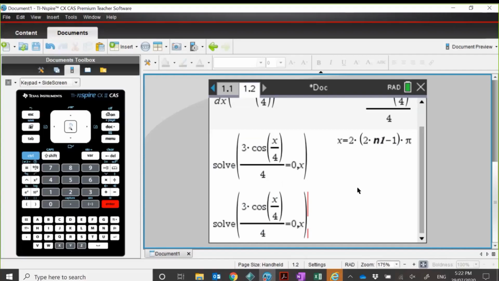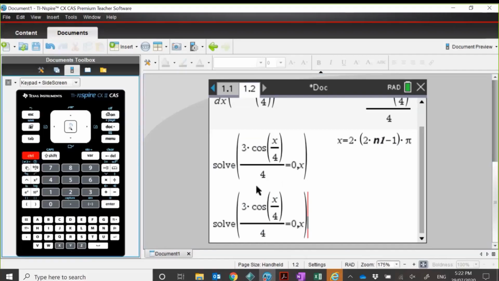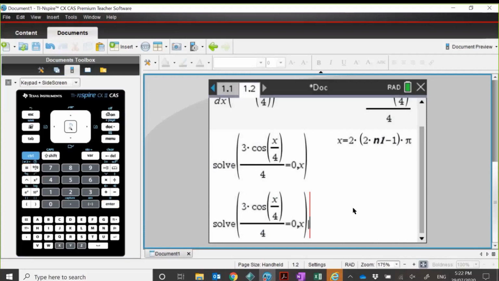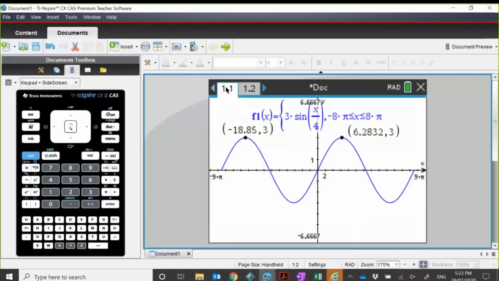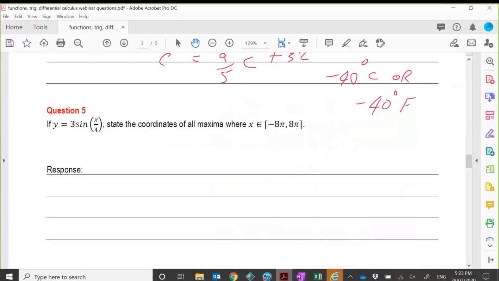So I've got to use the conditional command again. So control equals, I'm going to go and grab my given, and I'm solving it over the domain minus 8 pi less than or equal to x less than or equal to positive 8 pi. And now I get my 4 solutions. And if you have a look at those 4 solutions, they will correspond to the 4 turning points, including the minimum turning points also.